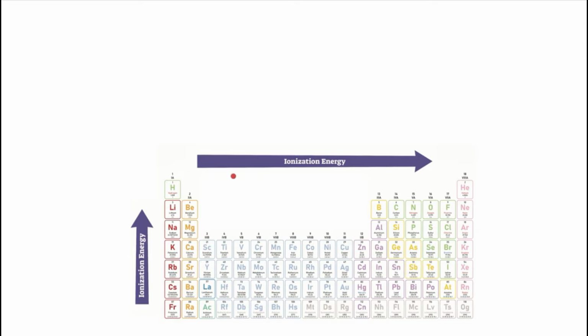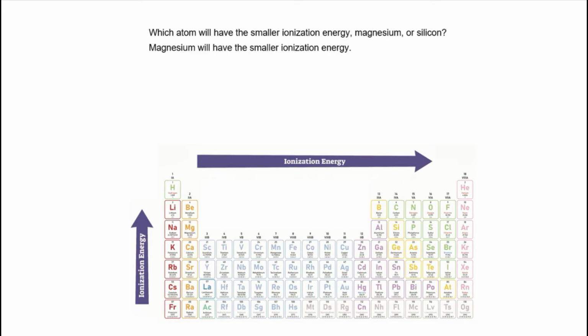Now let's talk about ionization energy. So the general trend is as we move left to right, our ionization energy is going to increase. As we move from the bottom of the periodic table to the top, our ionization energy is also going to increase. So if we want to predict which atom will have the smaller ionization energy between magnesium and silicon, we need to look at our trends. So first let's find magnesium. Here's magnesium. Silicon is over here. So we are moving left to right. So magnesium will have the smaller ionization energy.